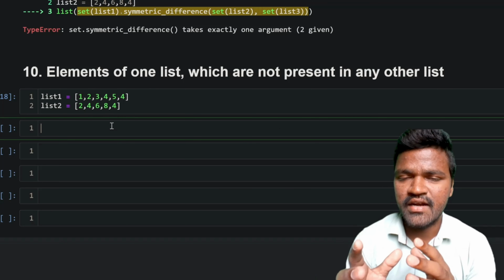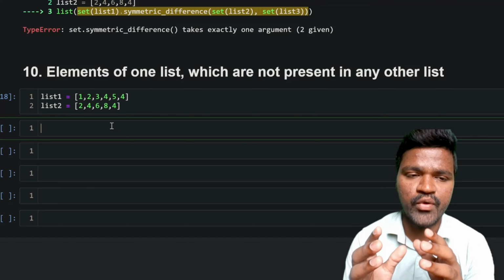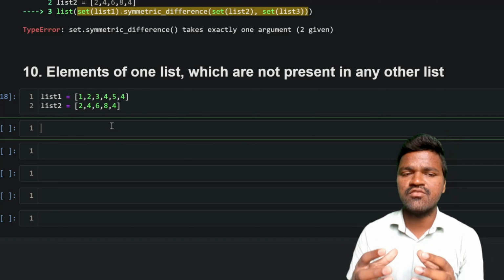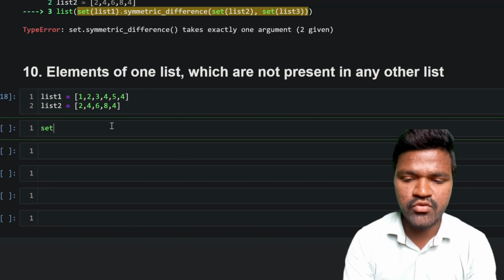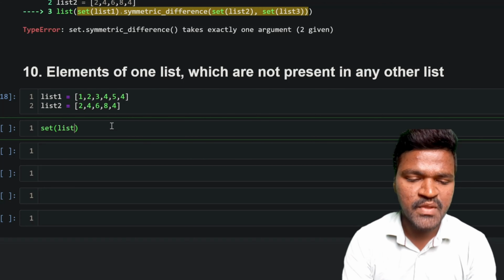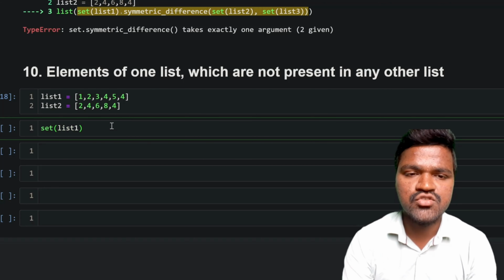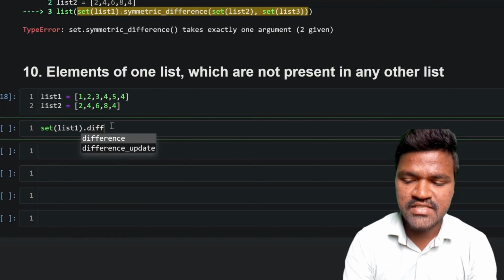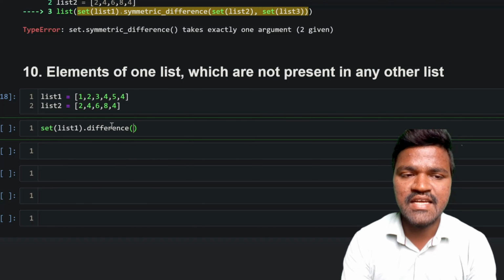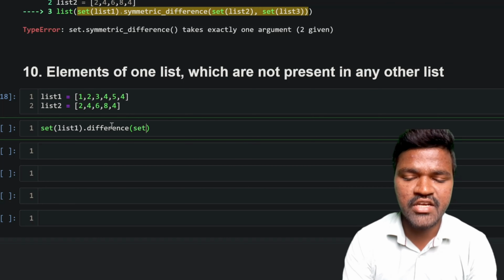So let us go ahead and see how we can do that. In order to do that, first we need to convert this list to set, right? That is what we have been doing from the beginning of this video. So I am taking list 1 here. After that, I am using difference here, and I will be passing list 2. Before that, we need to convert that list 2 to set, right?